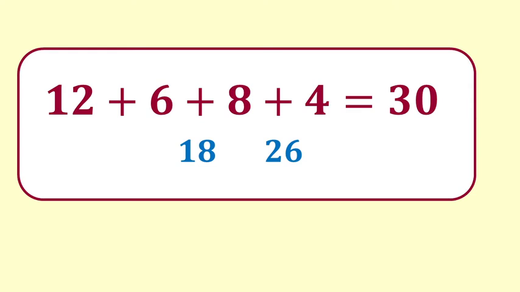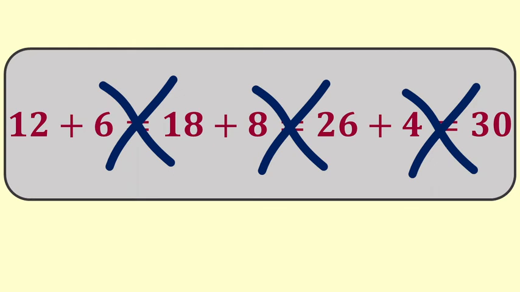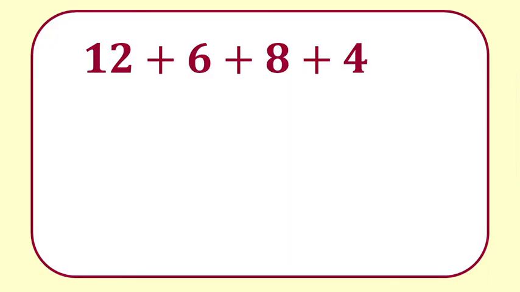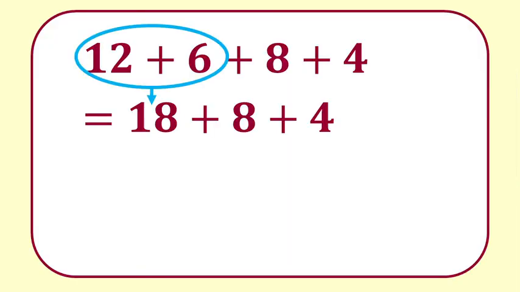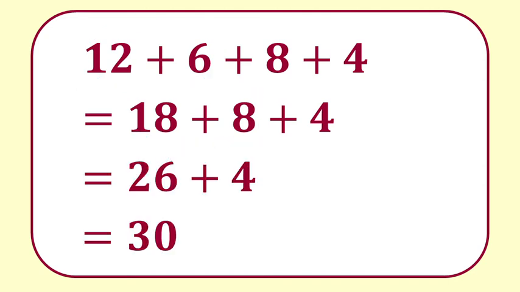Note that what we say and what we write are often different. We might say 12 plus 6 equals 18 plus 8 equals 26 plus 4 equals 30, but we must never write it that way. To show our steps, we use multiple lines that are all equal. 12 plus 6 makes 18, 18 plus 8 equals 26, 26 plus 4 equals 30. It seems like overkill for just adding, but this is a very good habit to get into.